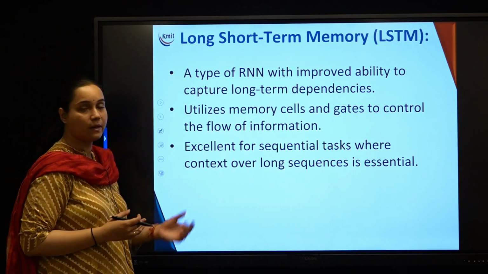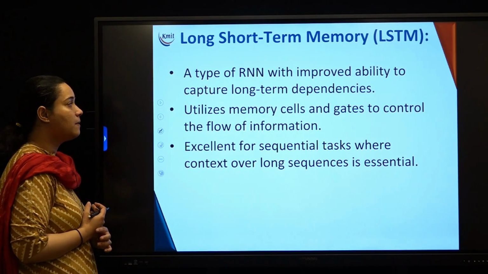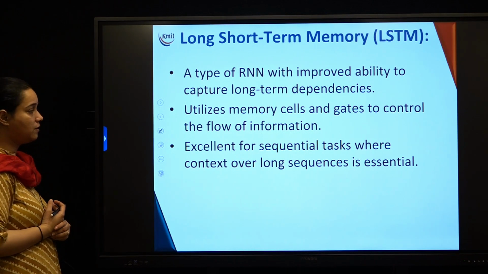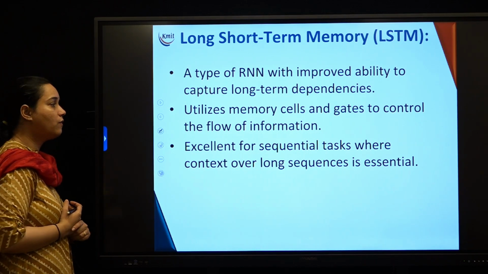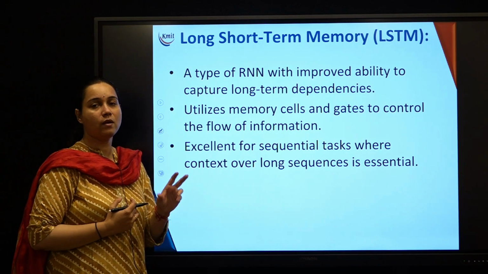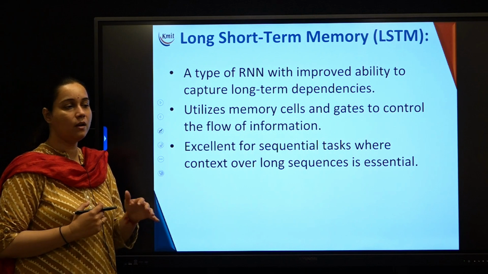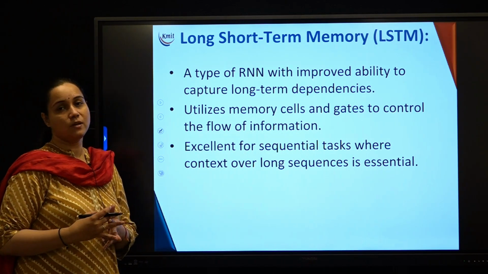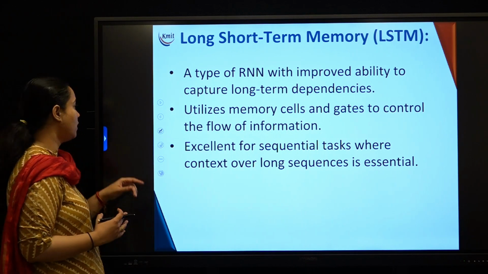So for that reason, we go for an enhanced memory for sequences with LSTM. It utilizes memory cells and gates to control the flow of information. It is excellent for sequential tasks where context over long sequences is essential. When you have a very small amount of context, then you can go for the basic RNN model. If you are dealing with a large amount of sequential data, then better go for LSTM or GRU.